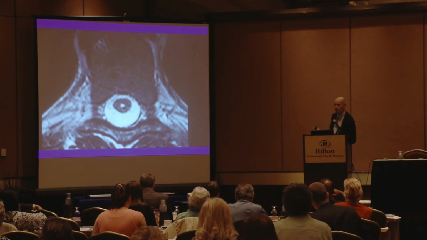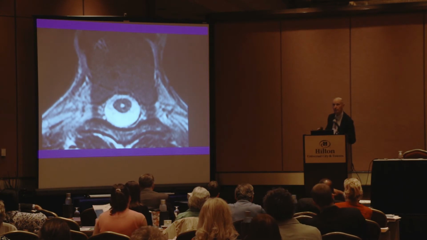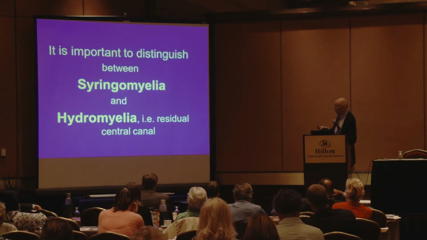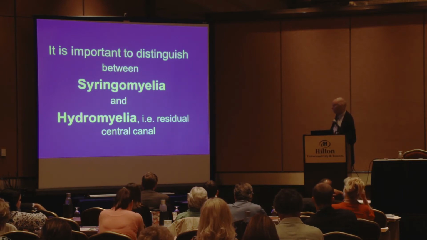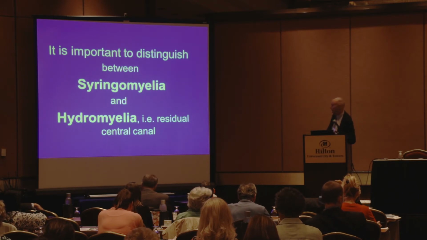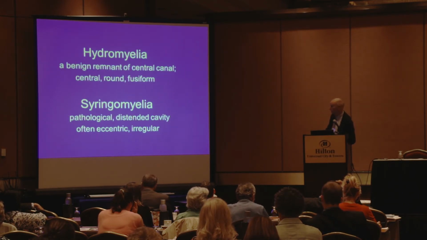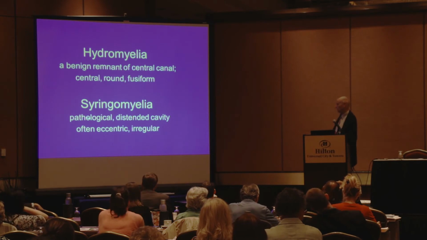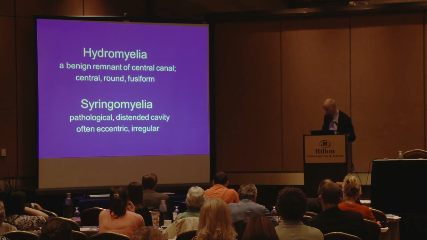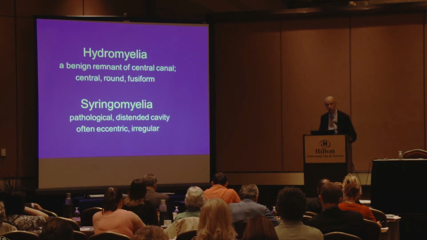When I see patients like this and they have symptoms, I look for other causes of the symptoms, because these things, in my opinion, are totally asymptomatic. So it is important, I think, to distinguish these, and I would prefer to use the term hydromyelia for the residual central canal, as against syringomyelia, which is a pathological condition with a distended cavity, often, as you've already seen before, eccentric and irregular, whereas hydromyelia is a benign remnant of the central canal and really does not warrant any surgical or other treatment.